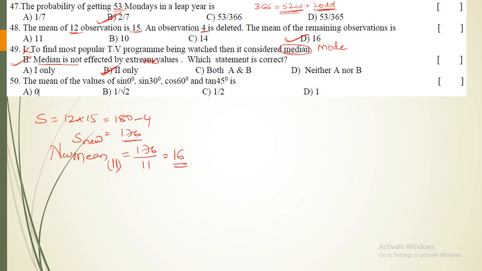Next, the mean of the values of sin 0, sin 30, cos 60, tan 45. What is sin 0 degrees? 0. Sin 30 degrees is 1 by 2. Cos 60 degrees is also 1 by 2. Tan 45 is 1. So what is the mean? Mean means we need to take the average of these. Half plus half is 1, 1 plus 1 is 2. 2 divided by how many terms? Totally 4. So 2 by 4 is 1 by 2. So the answer is 1 by 2, right?